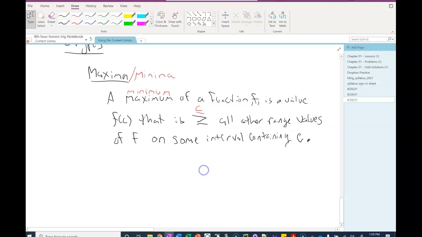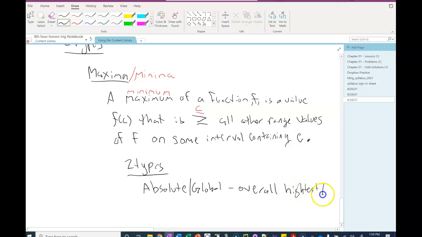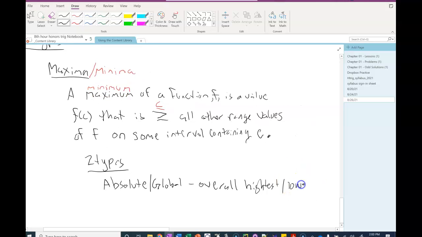Next up, we would say that there are two types of maximums and two types of minimums. There are absolute or global maxes and mins. So this would be the overall highest or lowest point. Well, we should say points, plural, because you could have a tie for highest and then have multiple global maximums, or a tie for the lowest point and have multiple global minimums.